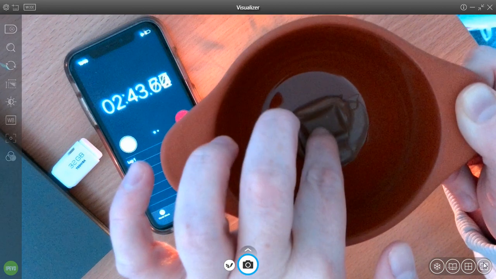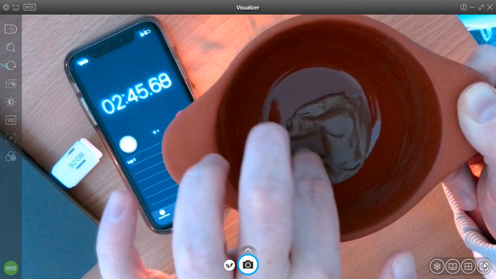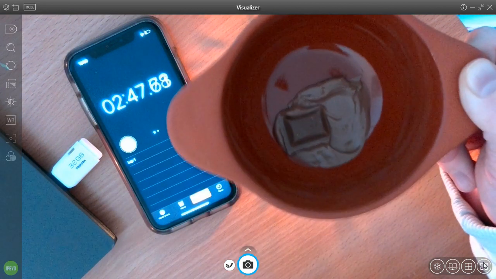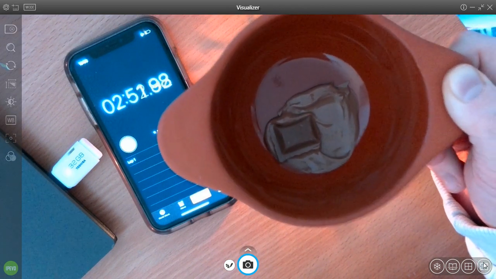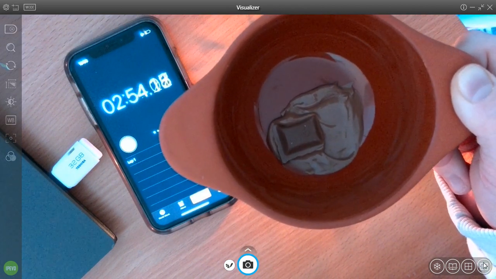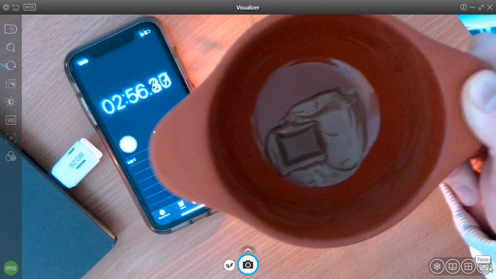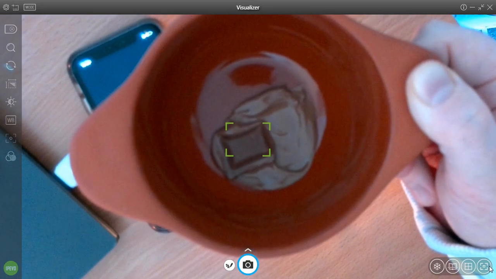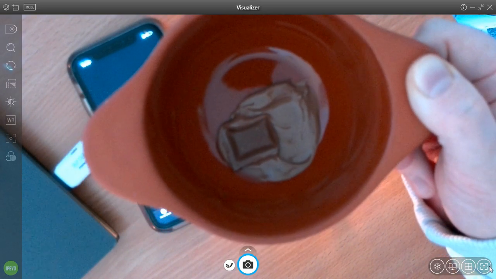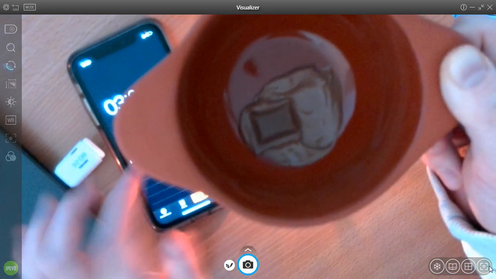Just give it another little push. So that's really getting a lot of energy. It's really melting now. 10 more seconds. Let's try and focus it again. Is it focusing? So that's our 3 minutes over.